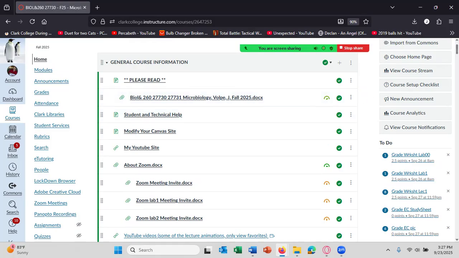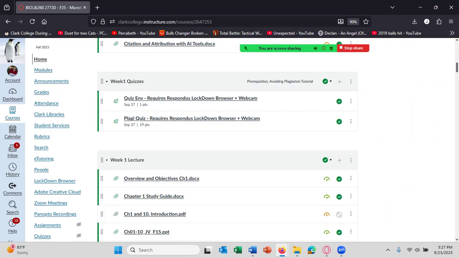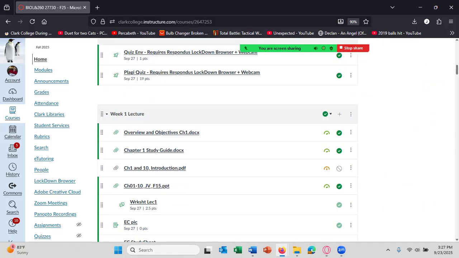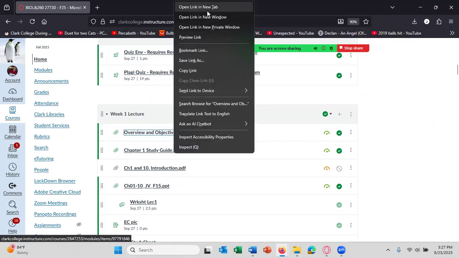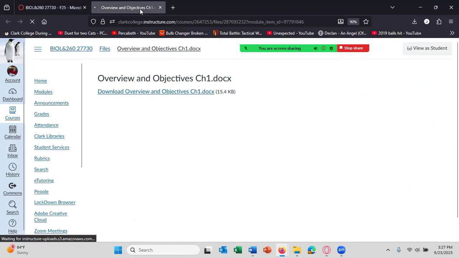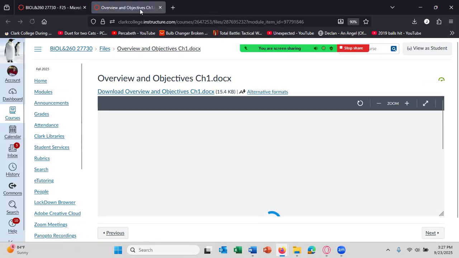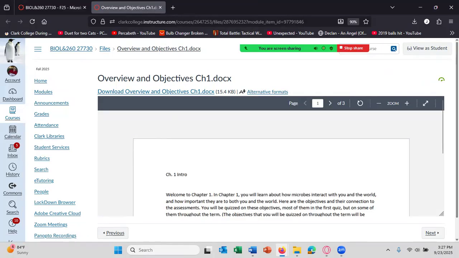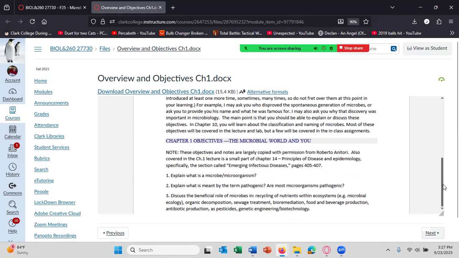All right. So I've got an overview and the objectives of chapter one. If you want to study for the exam, the first place you should study is the objectives, because all of the questions will come from the objectives. Now realize that the objectives are general, like what is a microbe, a microorganism? It's not an easy answer.